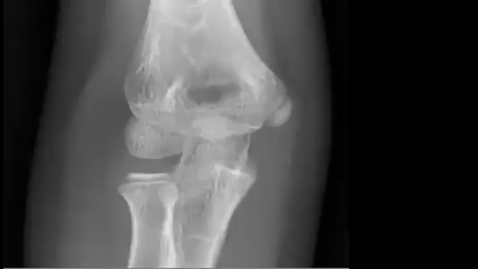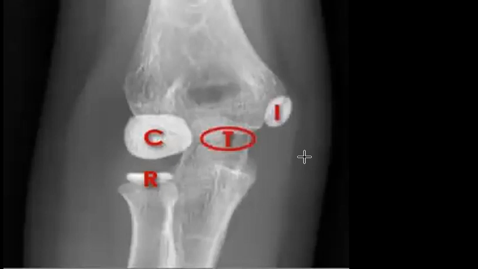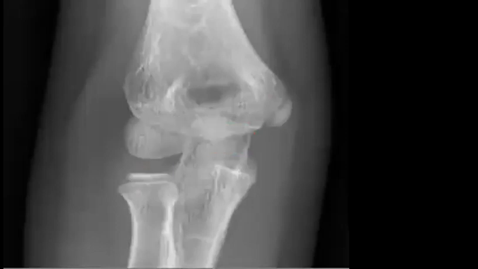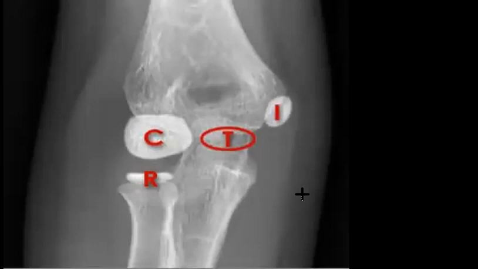Okay. I know for you now maybe it's easy. We already showed multiple cases, but okay. Again, the capitulum, radial head, internal epicondyle, and you can note that the trochlea here is not ossified. Yes.